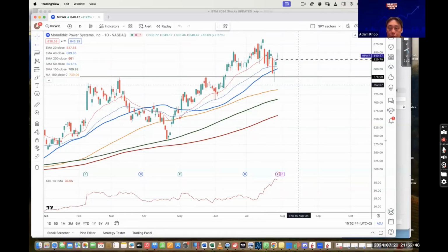Where do I put my stop loss? If I'm buying here, I put my stop loss just below this swing low, right? Can you see? So I put it somewhere there. Let's say I put my stop loss at 760.77.